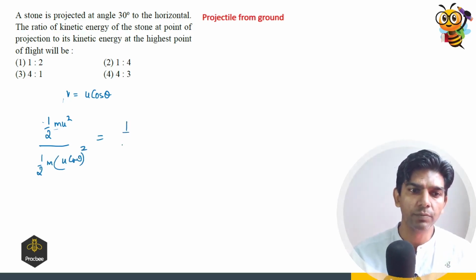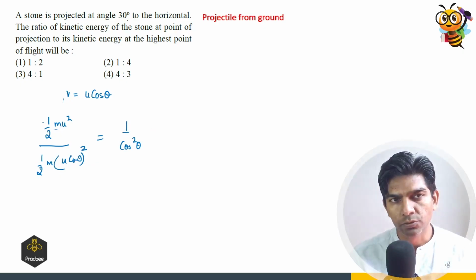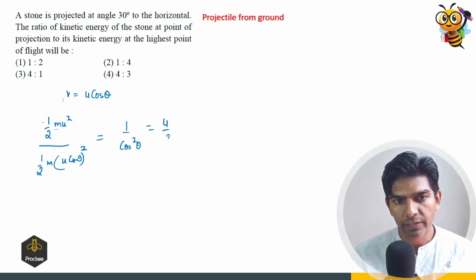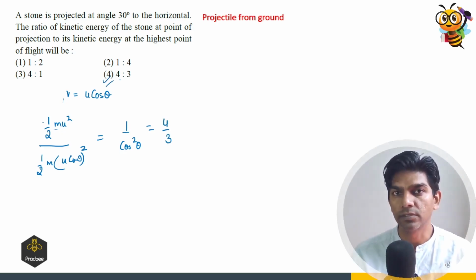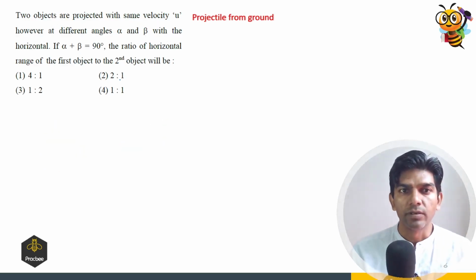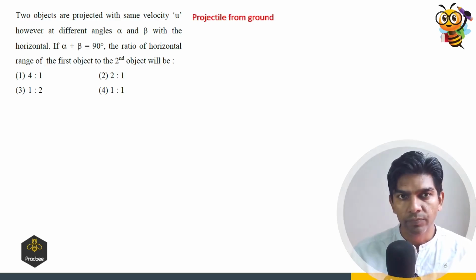So this comes out to be 1 upon cos square theta, and cos 30 is root 3 by 2, so that will be 4 by 3. So option 4 is the right answer. Right, now let us see this question based on the same problem type.